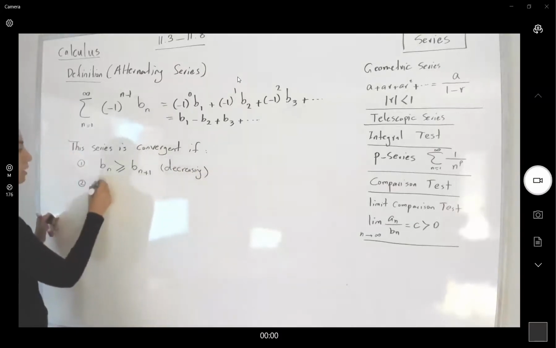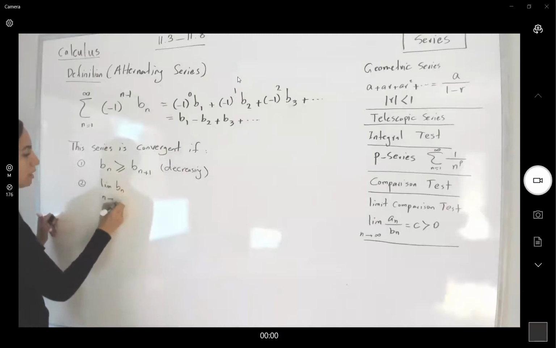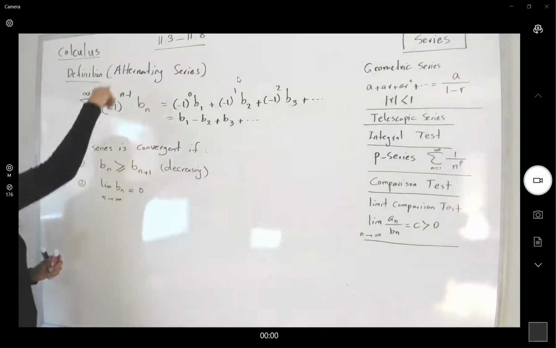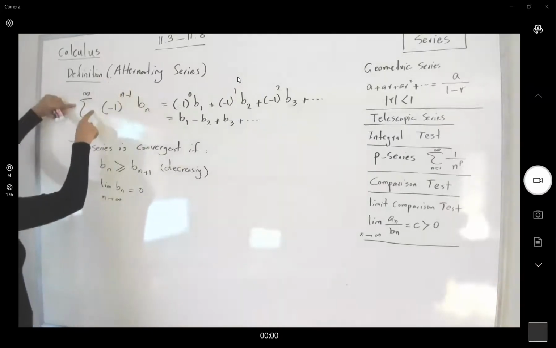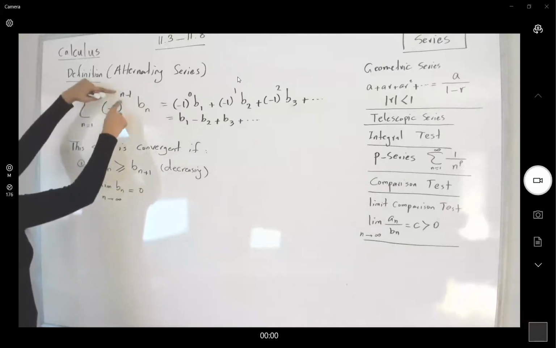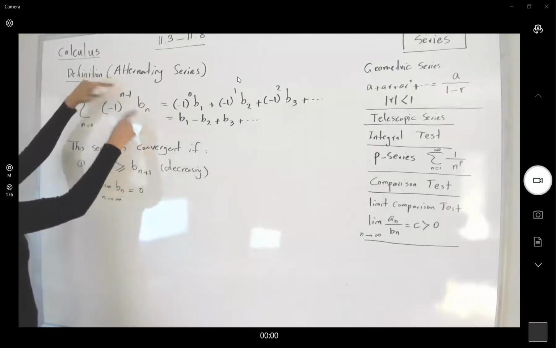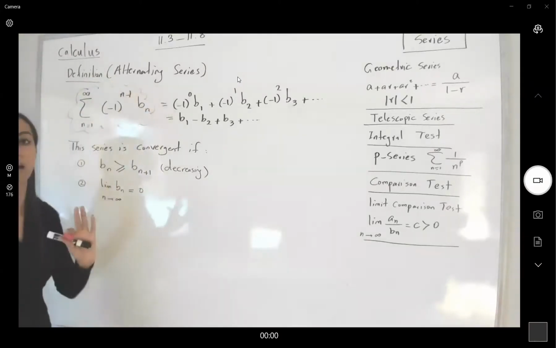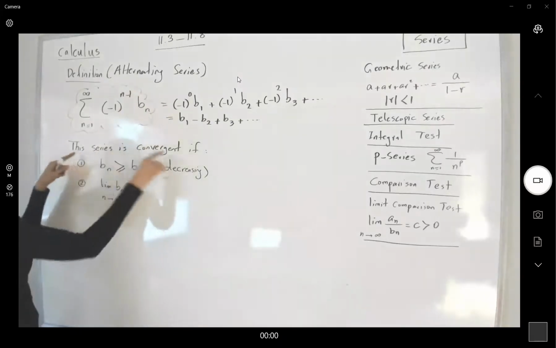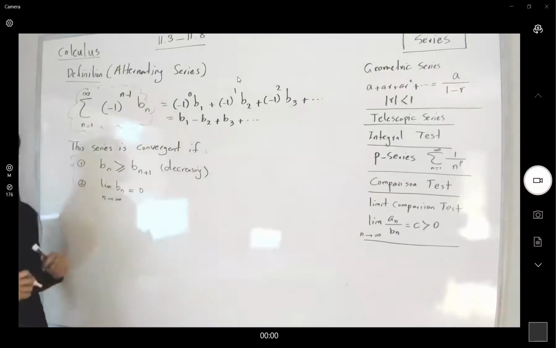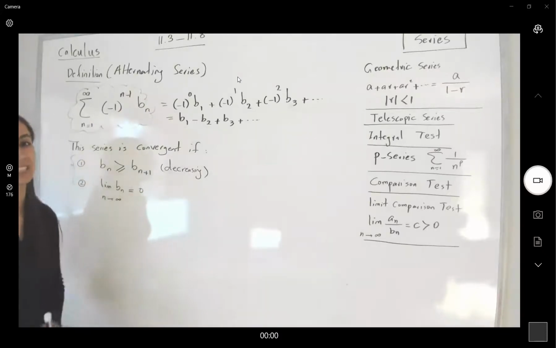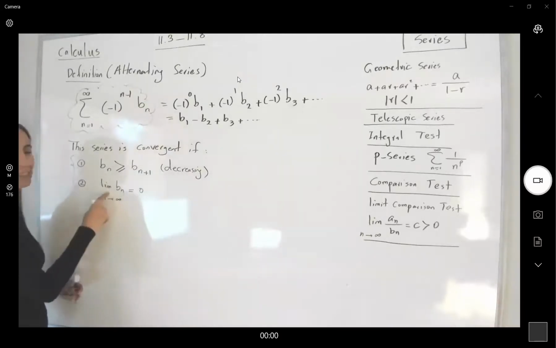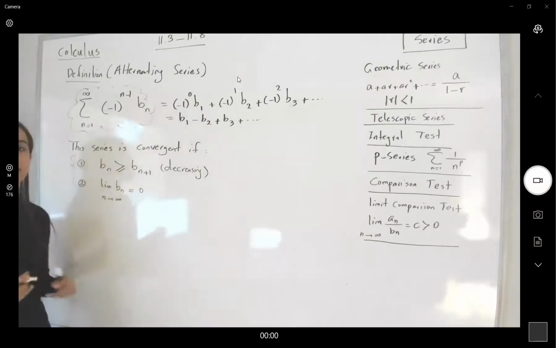And second of all, if you take its limit, the limit is 0. Alternating series, the sum of -1 raised to n minus 1 times bn. This is called an alternating series. In general, we don't say that this series is convergent. If it satisfies these two conditions, then it's a convergent series. The term bn is decreasing and its limit is 0.